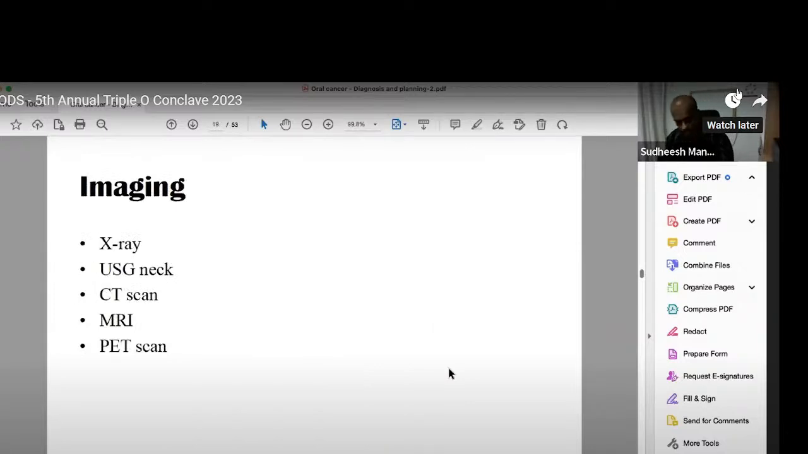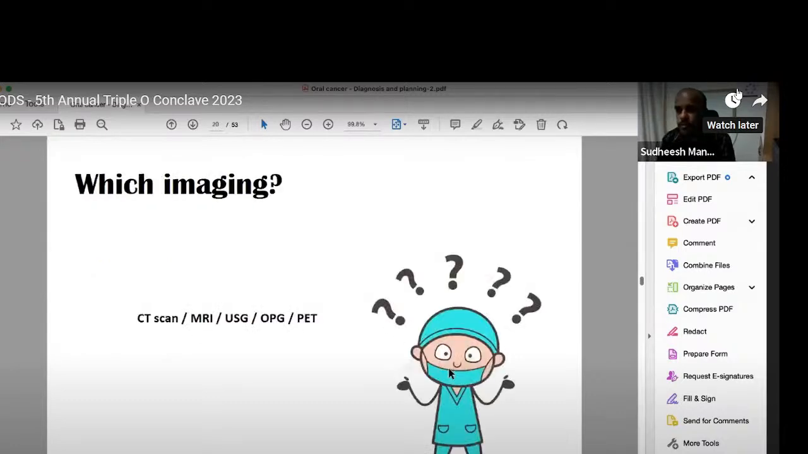Now we'll come to the imaging. There are different types of imaging when it comes to oral cancer, starting with plain X-rays, ultrasound of neck, CT scan, MRI scan, PET scan. We are spoiled with the amount of technologies that we have. So which imaging modality to take? We often get cases from other colleges, especially dental colleges. They do a biopsy, they diagnose it as oral cancer. They do an OPG, a CT or CBCT or ultrasound, and the patient comes with all these reports. Usually, most of the time these images are not useful.